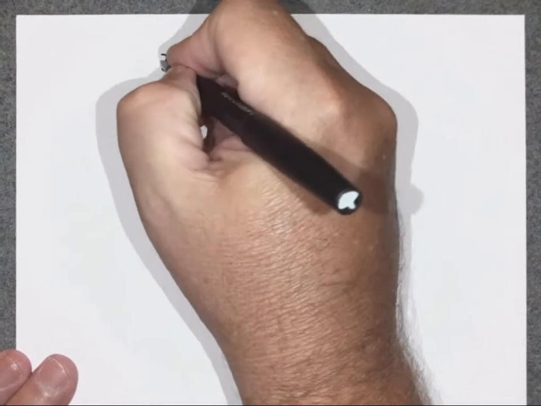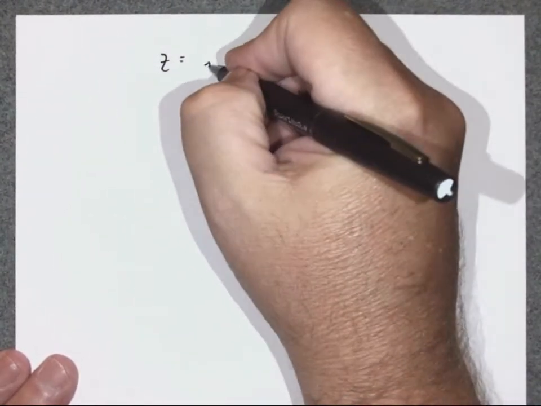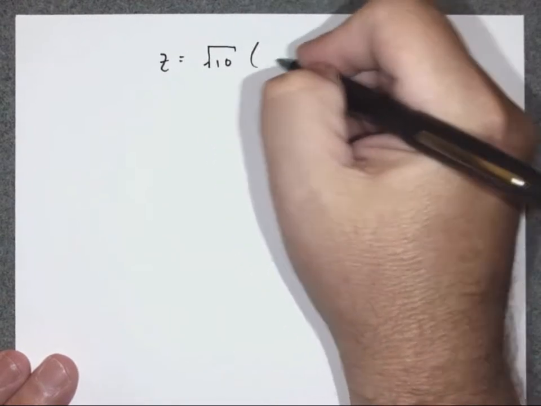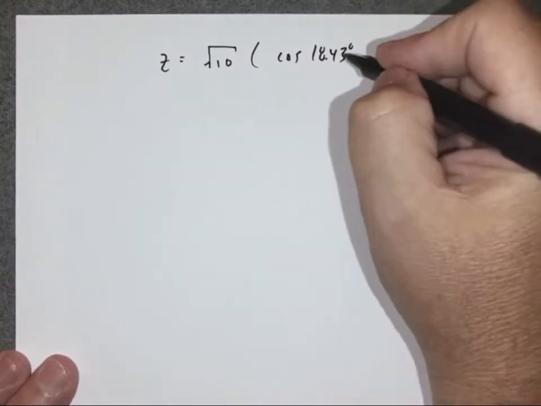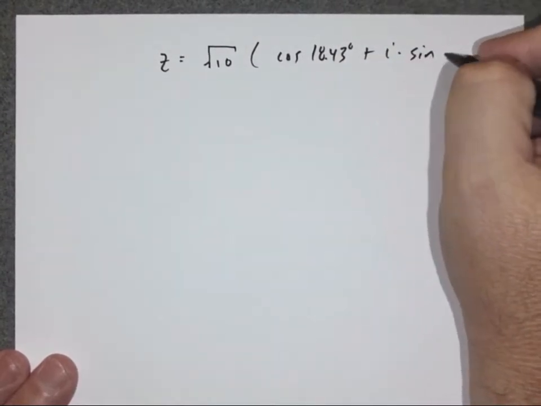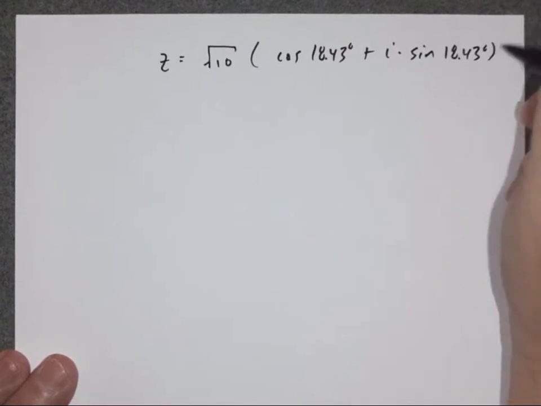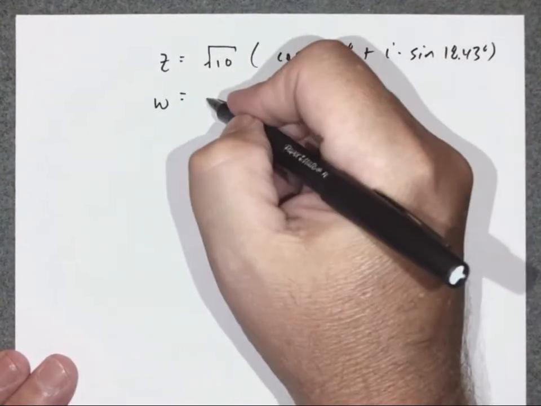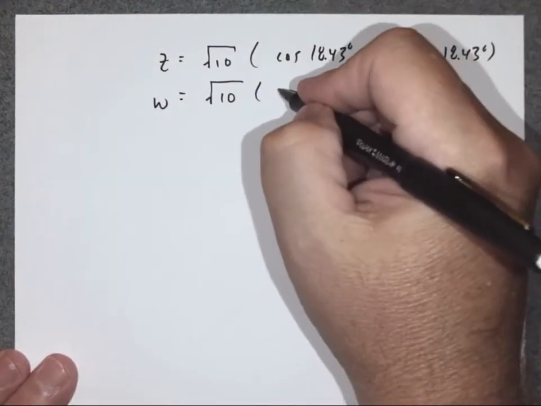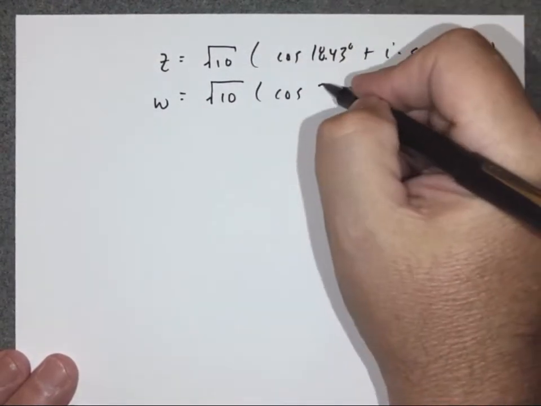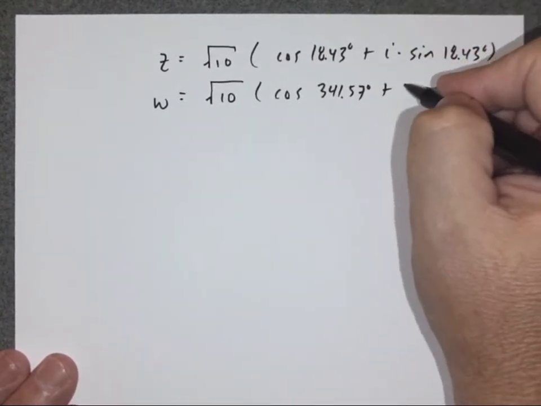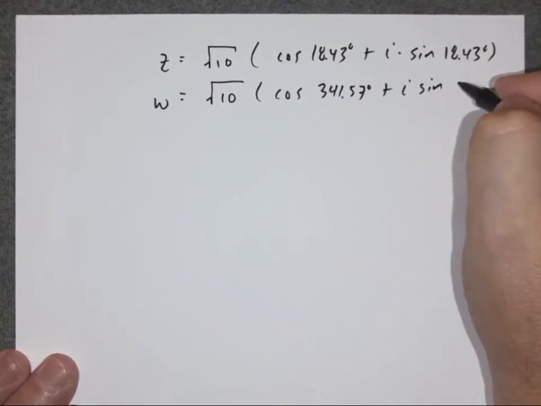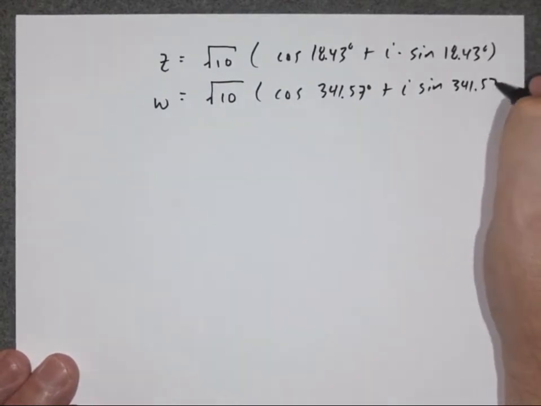So we figured out the two vectors. In polar coordinates, z is square root of 10 times cosine of 18.43 degrees plus i times sine of 18.43 degrees. And in polar coordinates, w is square root of 10 times cosine 341.57 degrees plus i sine 341.57 degrees.